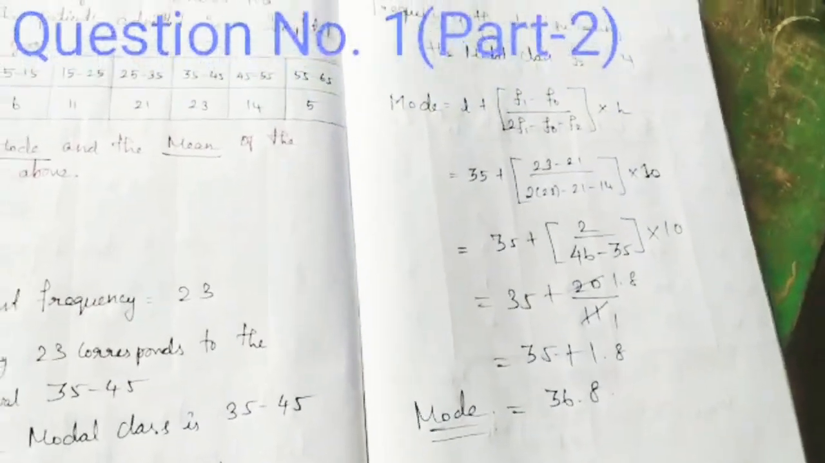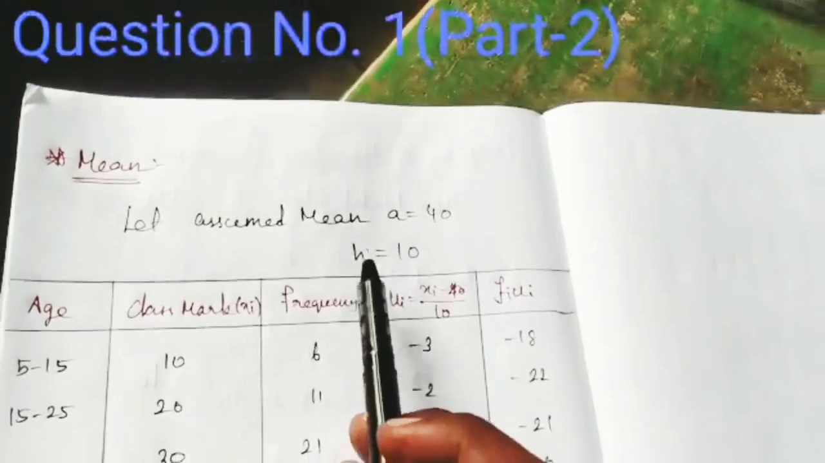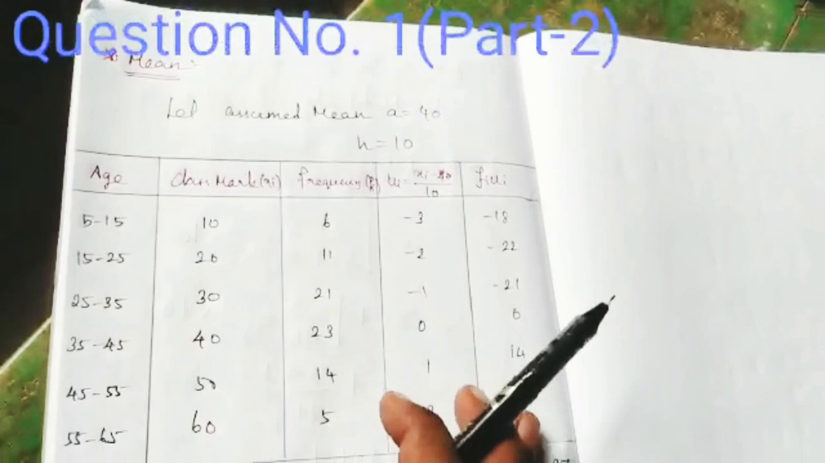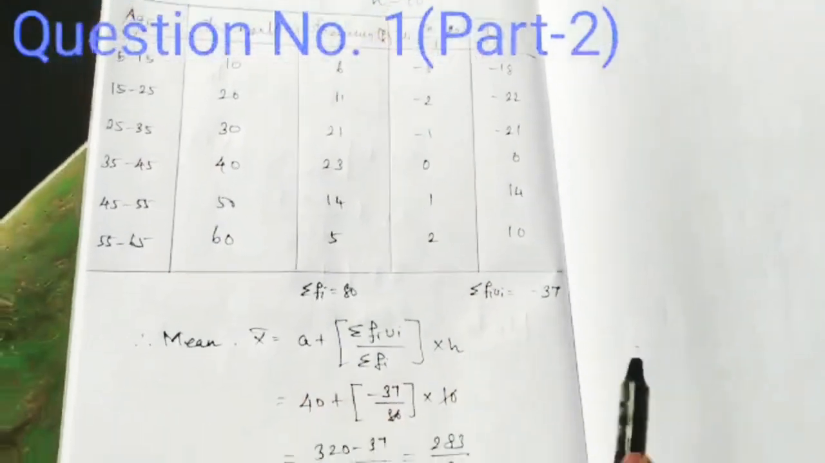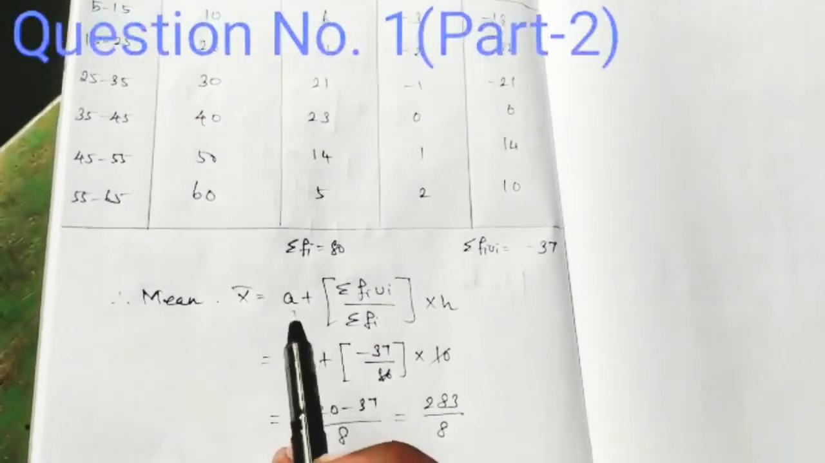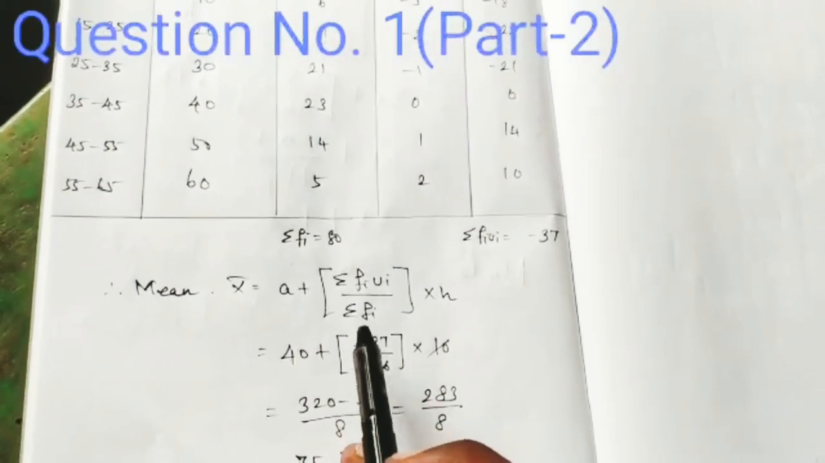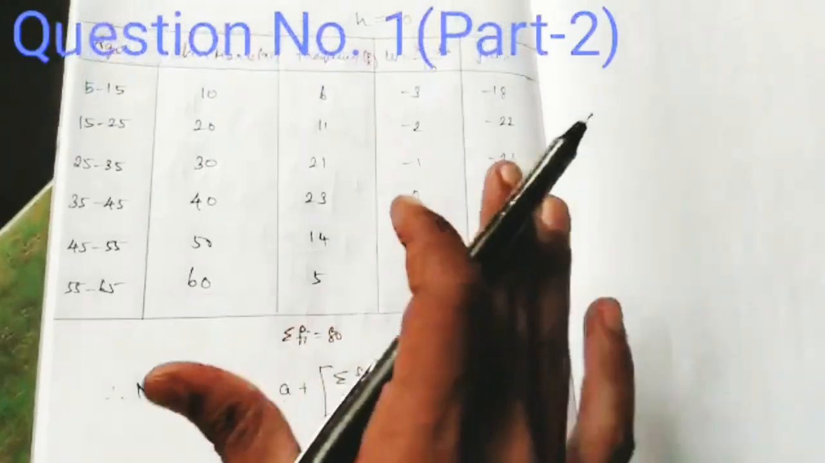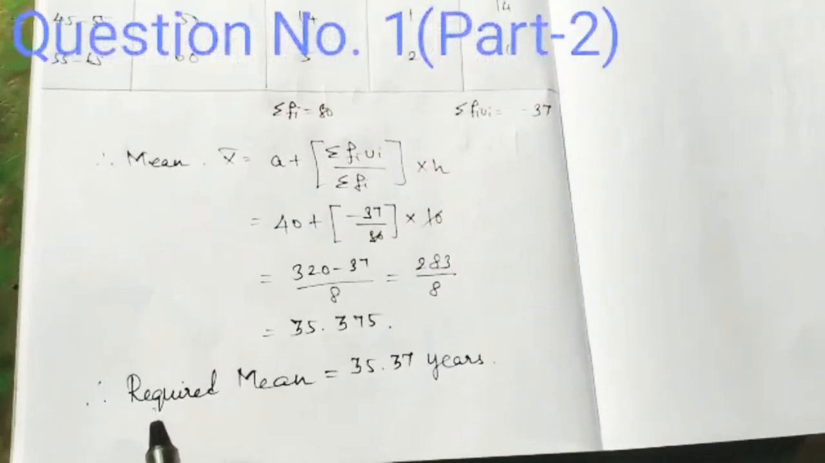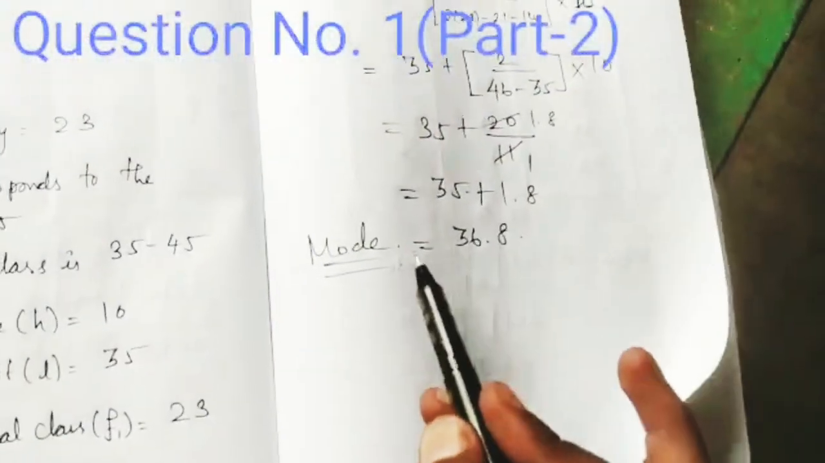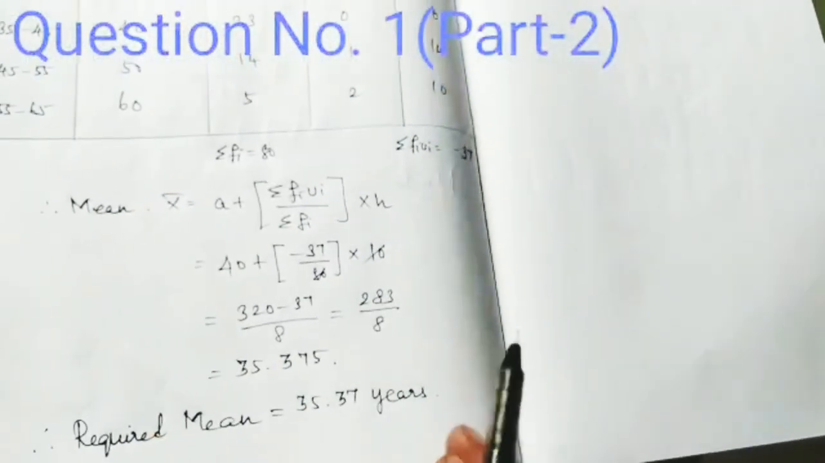Already we know how to find out the mean value. So in this problem I have solved the mean values. First we have to assume the assumed mean A and class interval size h, and apply the step deviation method. The formula is x bar equal to A plus sigma fi ui divided by sigma fi, multiplied by h. By the same method we have to find the mean. So the required mean is 35.37. The values are maximum, it will come nearby.